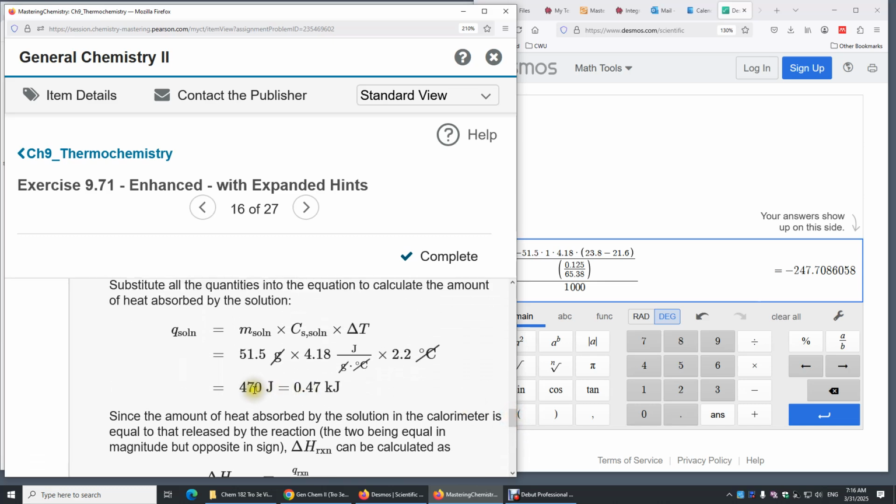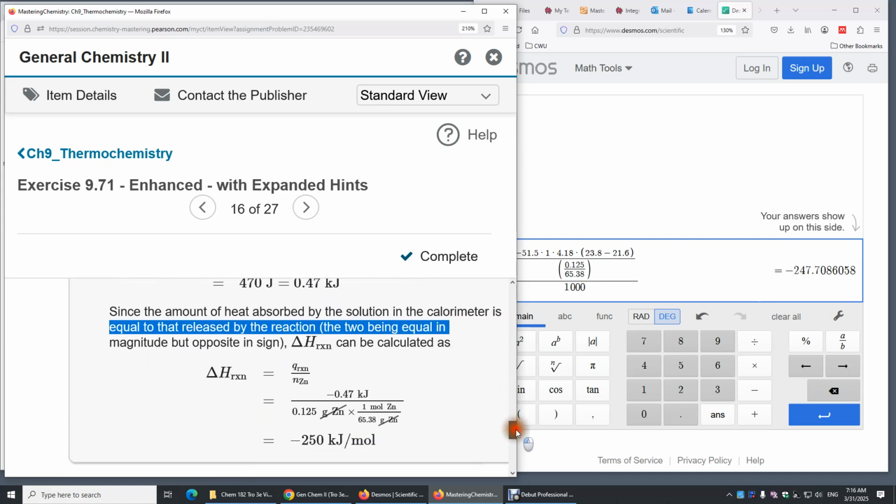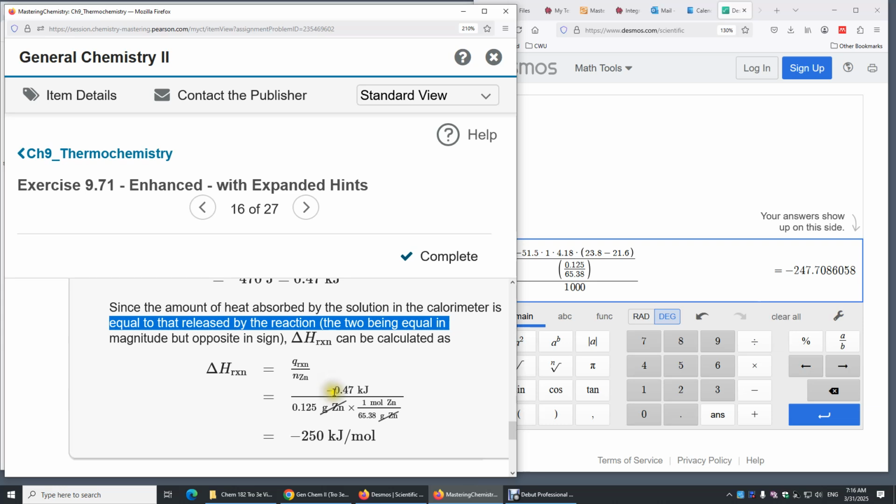And also you can see how Mastering Chemistry calculates the amount of heat this way. For the solution, you have the mass of the solution, specific heat capacity of the solution, and the temperature change of the solution. And remember, we need a negative sign here because the heat of the reaction and the heat of the solution are opposite to each other.